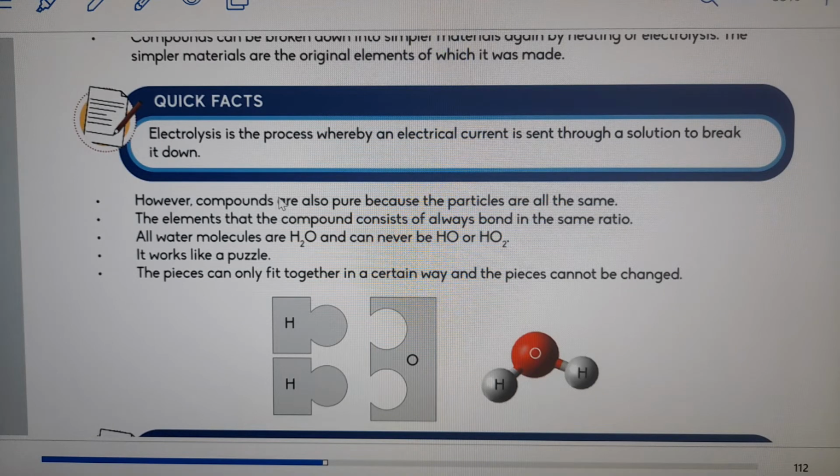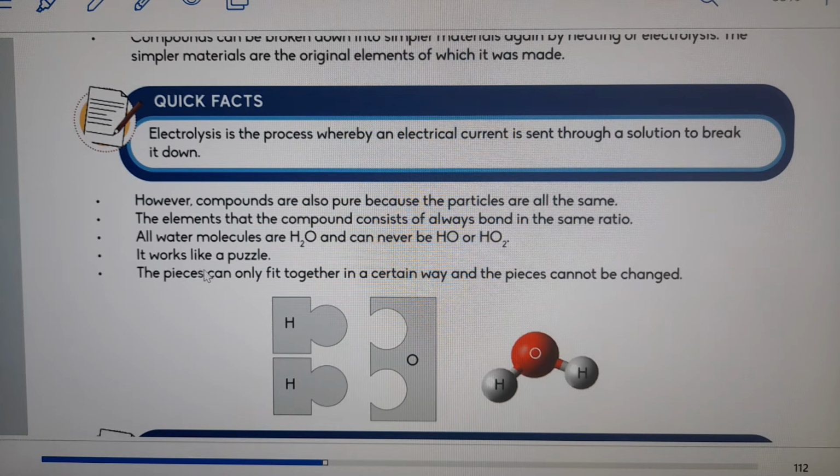They say, however, compounds are also pure because the particles are all the same. So compounds are also pure substances. The elements that the compound consists of always bond in the same ratio. We will explain this when we get there. All water molecules are H2O and can never be HO or HO2. That is what they mean by bonding in the same ratio. So you will always find water to be H2O.